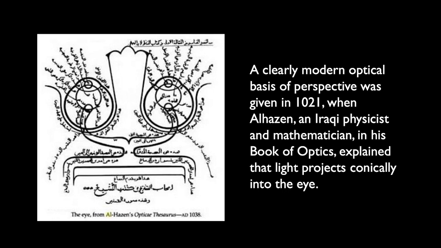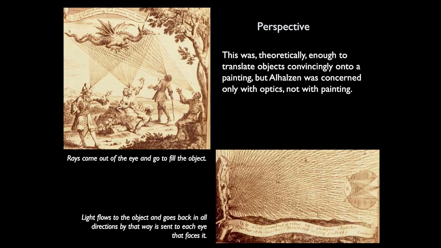A clearly modern optical basis of perspective was given in 1021 when Alhazen, an Iraqi physicist and mathematician, explained in his Book of Optics that light projects conically into the eye. This was theoretically enough to translate objects convincingly onto a painting, but Alhazen was concerned only with optics and not with painting. Conical translations are mathematically very difficult, so a drawing constructed using them would be incredibly time-consuming.